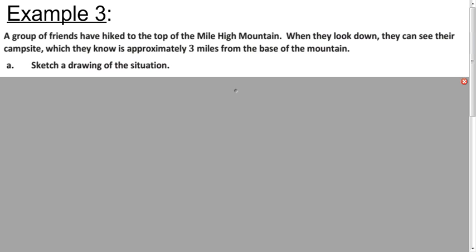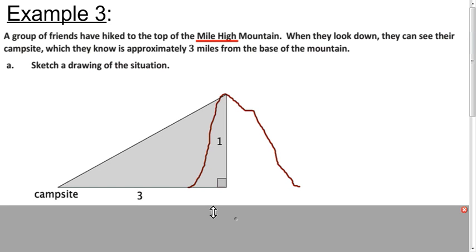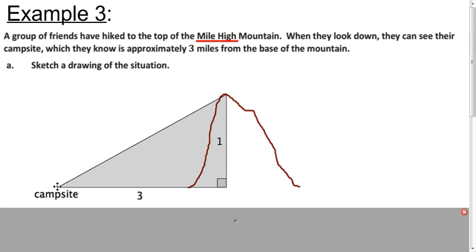And finally, here's one about a mountain. First, draw a picture of the situation, and then we'll look at how we want to solve it. Now, keep in mind, it's called Mile High Mountain. So what's the altitude of the mountain? 1 mile. So here's my drawing. Here's the campsite down here, 3 miles from the base, and 1 mile in height.